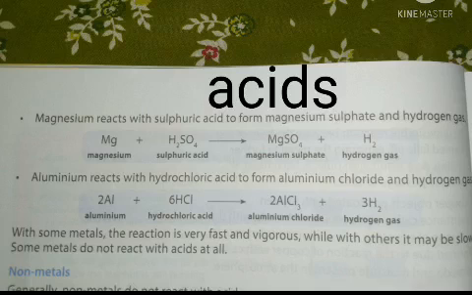that is hydrogen gas. Aluminum reacts with hydrochloric acid to form aluminum chloride and hydrogen gas. The formula is 2Al, that is aluminum, plus 6HCl, that is hydrochloric acid, arrow 2AlCl3, that is aluminum chloride, plus 3H2, that is hydrogen gas. With some metals, the reaction is very fast and vigorous, while with others it may be slow. Some metals do not react with acids at all. Non-metals generally do not react with acids.